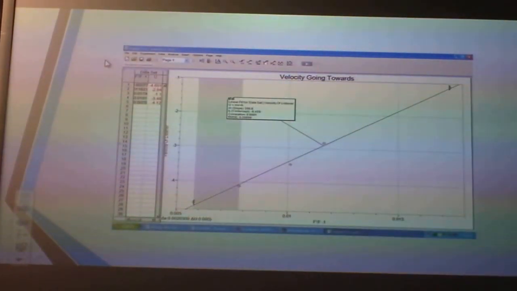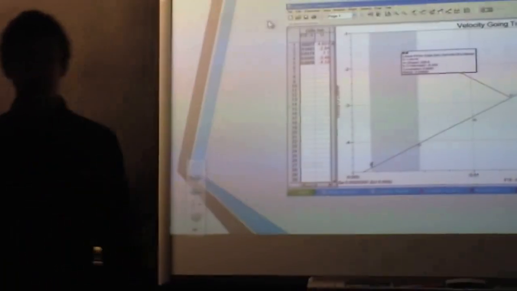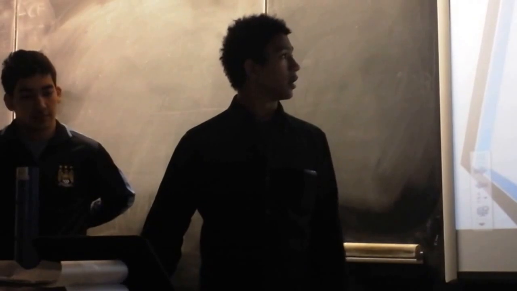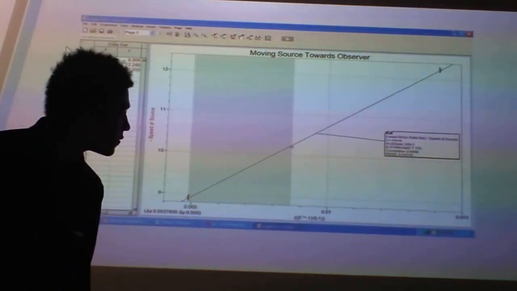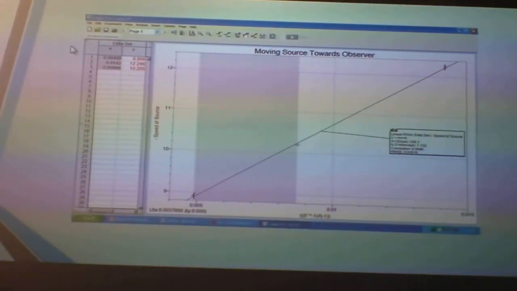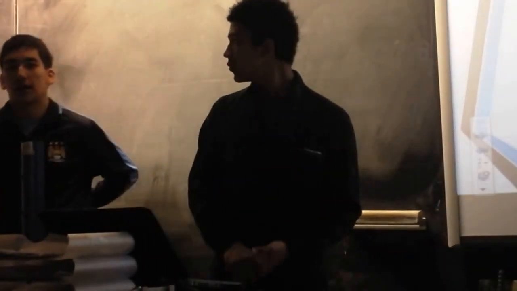This is velocity going towards the source, which was 306.6 meters a second, still really close to the expected value. And then here is the moving source towards the observer at rest. We were able to get 359.1 meters a second for the speed of sound, which is really, really close to 343.